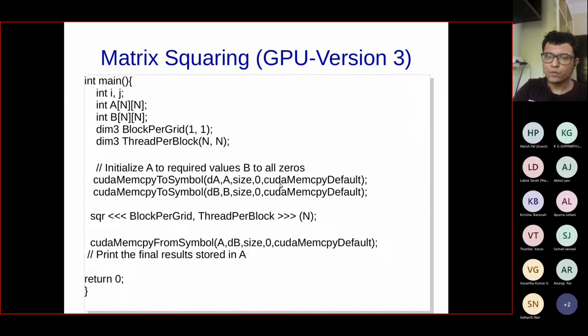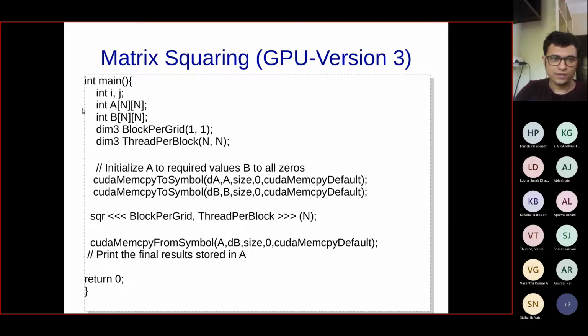And this part is important, CUDA mem copy default. What it says to us is that I'll let the compiler figure out the direction of the data transfer, whether it's from CPU to GPU or GPU to CPU. It will figure out that A is on the CPU and DA is on the GPU, so I want to transfer the data from CPU to GPU. I hope that this is clear, CUDA mem copy to symbol.